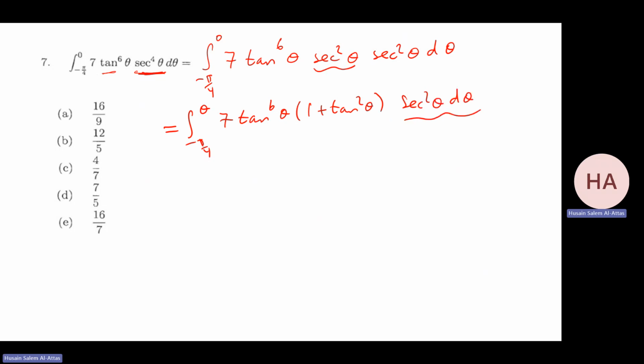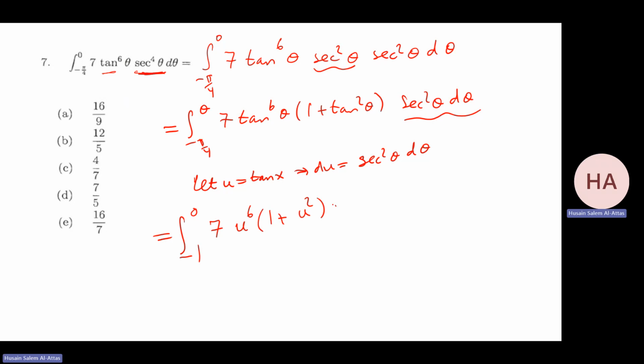So this is du, where u is tan. So I let u equal tan theta. That implies du will be secant square theta d theta. Now everything is ready. Now tan of minus pi over 4 will be minus 1. Tan of 0 is 0. I have 7 u to the power 6 times 1 plus u square du. So that will be 7 times what? Now I will do the integration.